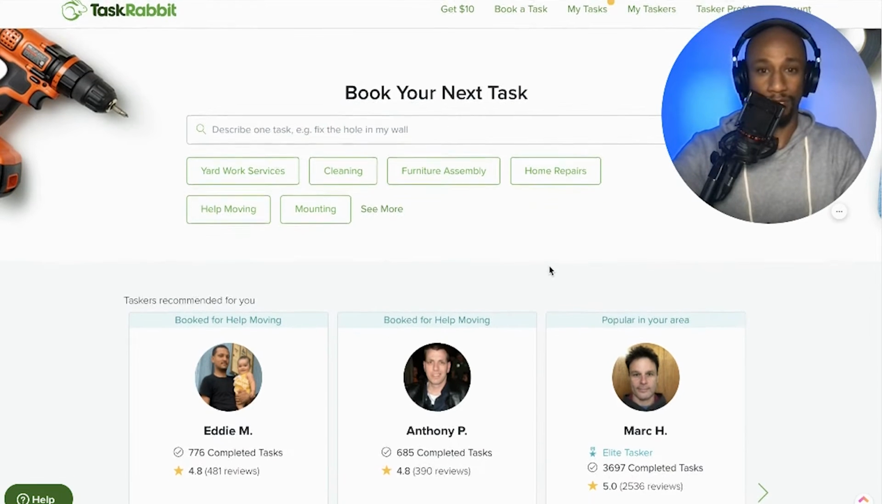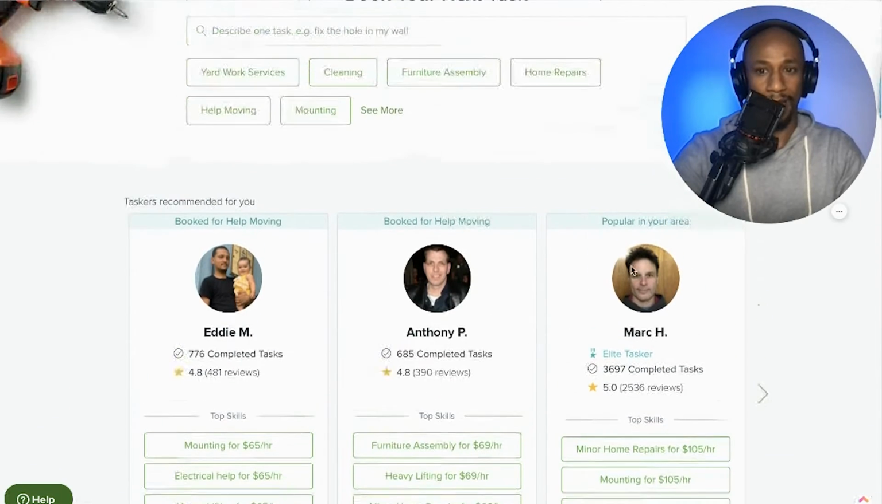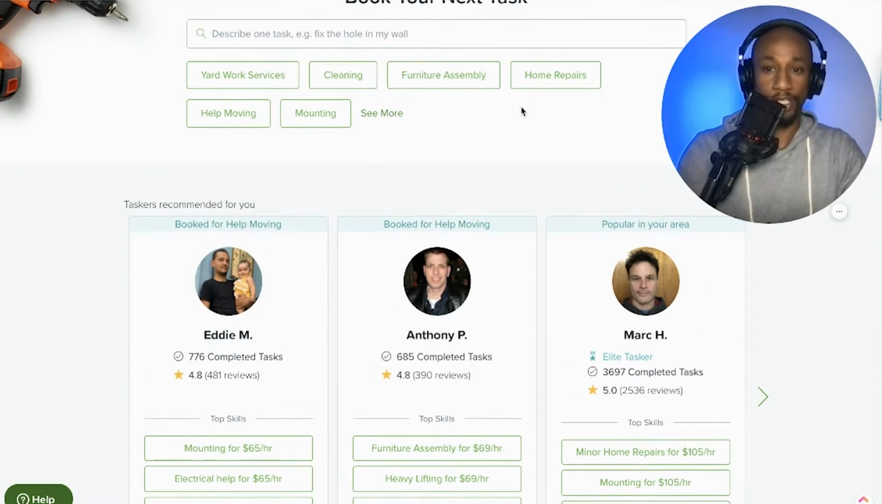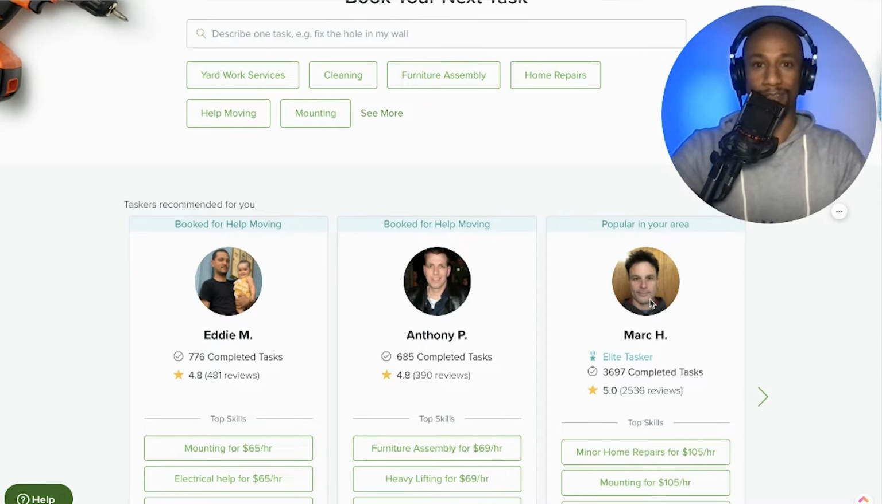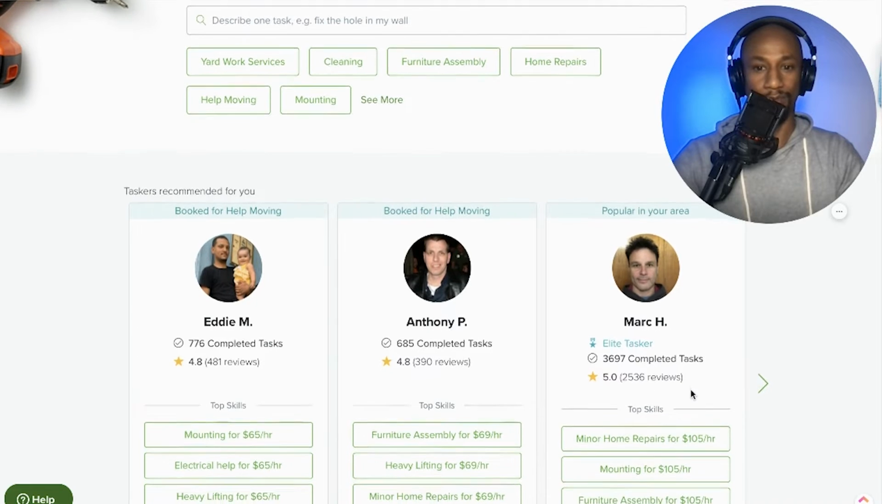So, we're here on the TaskRabbit homepage or dashboard. I didn't click on any services or anything like that. I know I've worked with all 3 of these gentlemen on the screen. Legendary Mark over here was one of the first taskers on the platform, period. As you can see, his total completed tasks is 3,697 jobs. It's crazy how many jobs he's completed, but it makes sense because he is literally the first tasker here on TaskRabbit in Boston. And he has a 5-star average over 2,536 reviews.